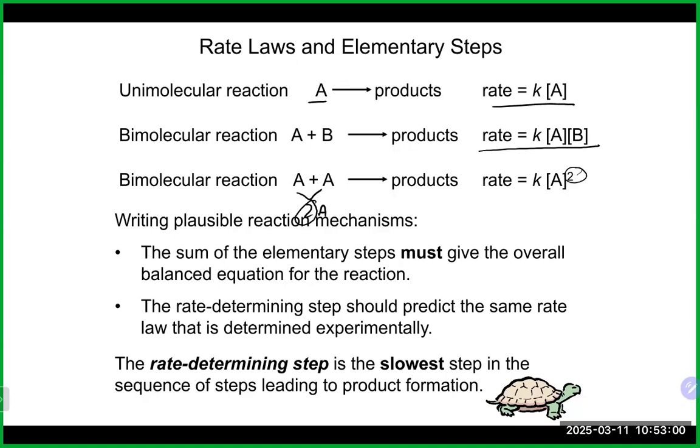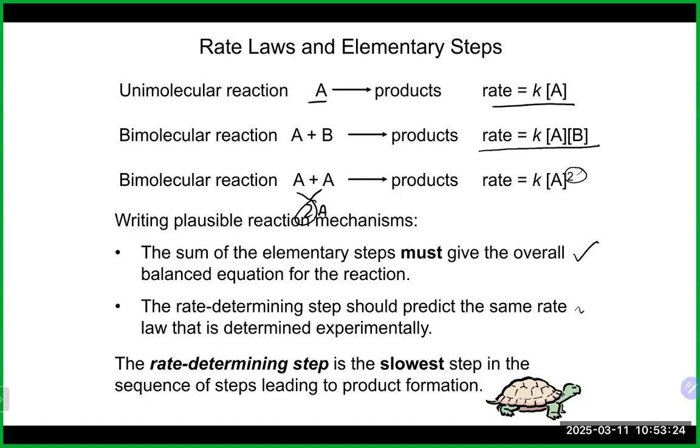The first thing is when you add up all the elementary steps in that mechanism, it does need to give you the reaction you're looking at. So it needs to add up to basically the reaction that you're looking at. Obviously, if the steps don't add up to the equation you're trying to solve for, it is not a great mechanism because it doesn't give you the reaction you need.